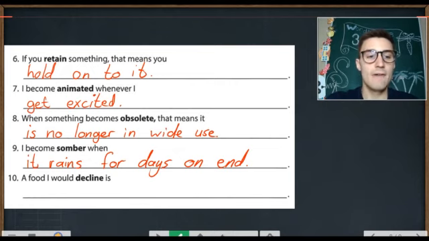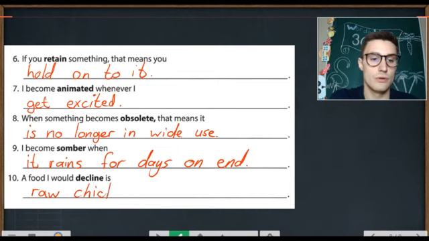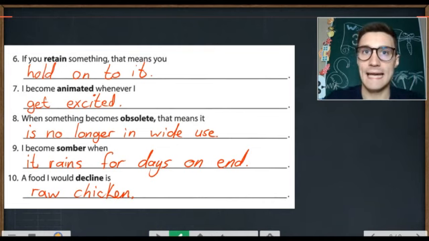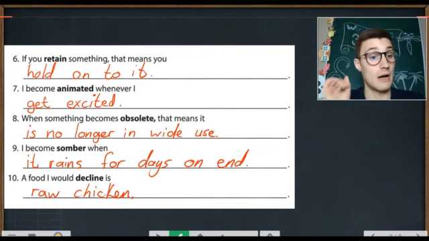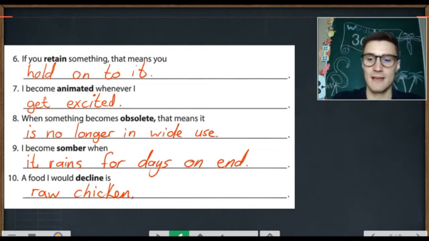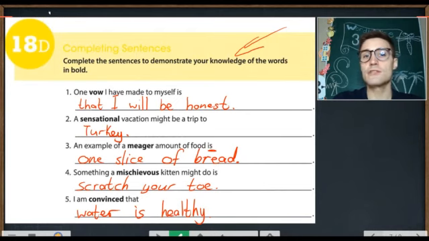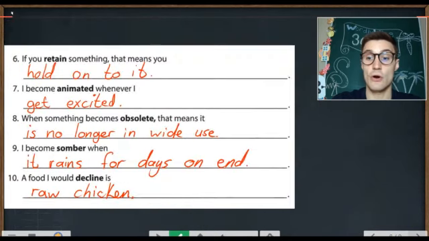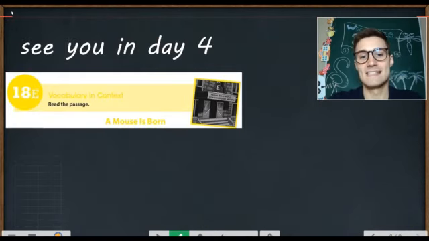Number 10. A food I would decline is raw chicken. I eat any food as long as it is cooked correctly and clean. So raw chicken? No, thank you. I respectfully decline. And there you go, friends. Those are all the answers for these sentences. Try to paraphrase as much as you can with these. Use your own words.